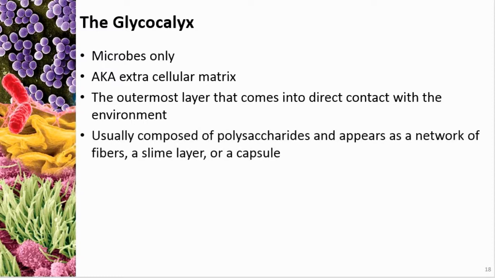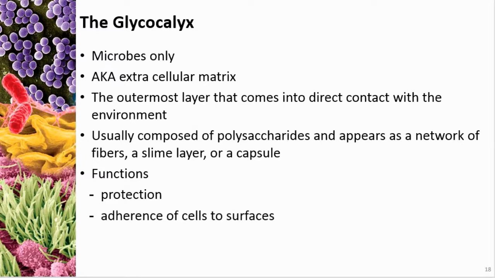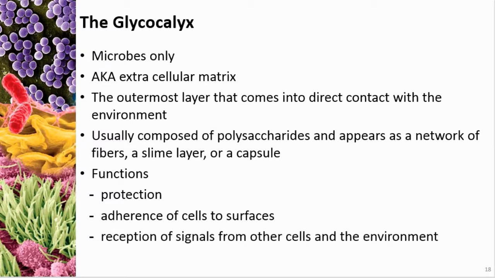It's usually composed of polysaccharides, just like the glycocalyx in the prokaryotes, and appears as a network of fibers or a slime layer or a capsule. Same thing, the slime layer is not as tough or in as close contact with the cell as the capsule is. So pretty much for the same reasons we have it in the eukaryotes: protection, helps the cells adhere to other surfaces like glass and things like that, and can be used as receptors to gain information from other cells or about the environment.